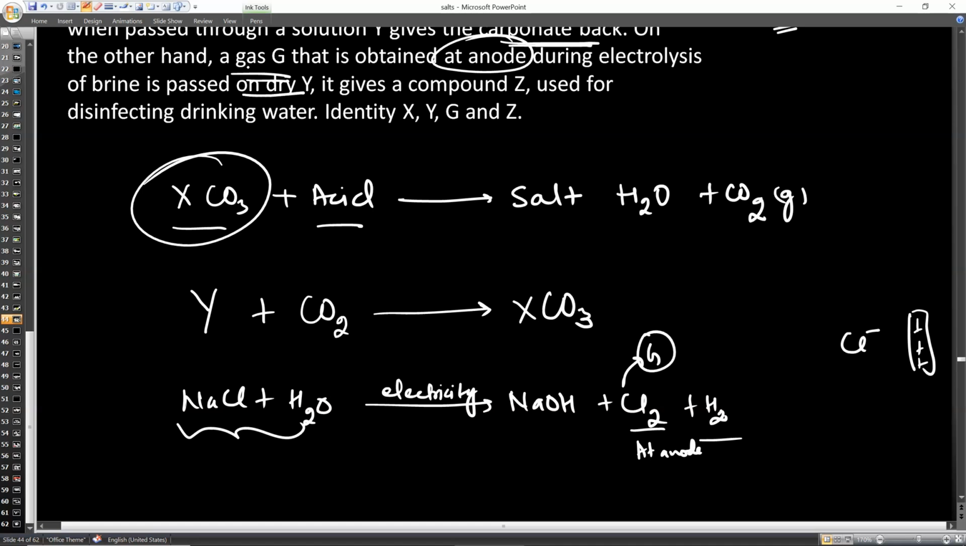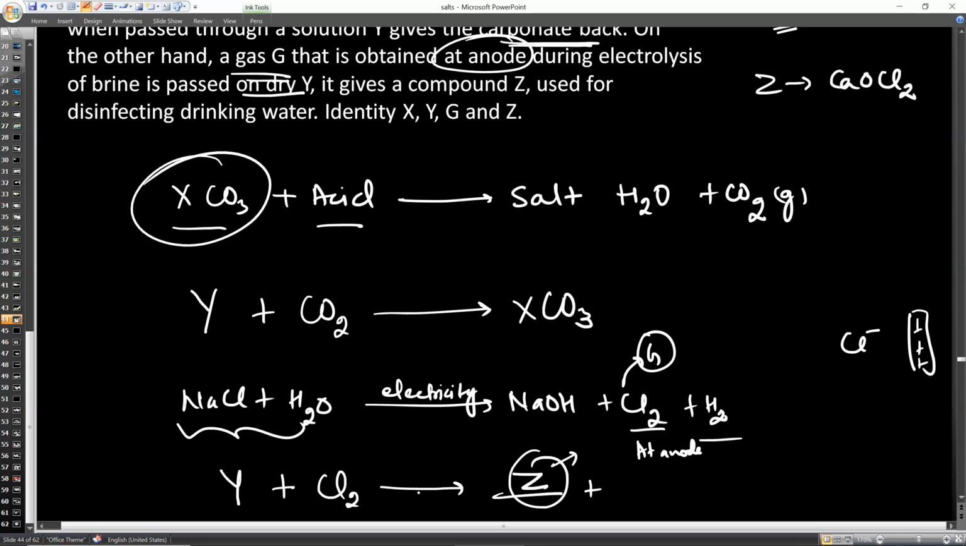A gas G, which is obtained at the anode during the electrolysis of brine, is passed to dry Y. So if Y is dry or something, the formula will be the same. When this Y is added with chlorine gas, it gives you a compound Z, which is used as a disinfectant. Which compound is used for disinfecting, bleaching, killing germs in water? Bleaching powder. So Z is bleaching powder.